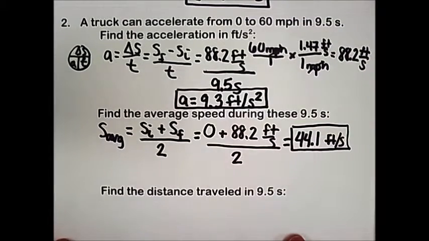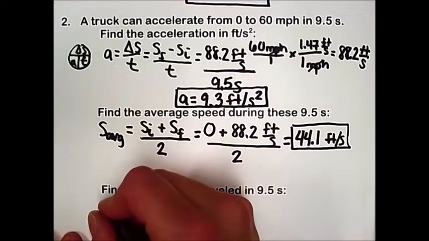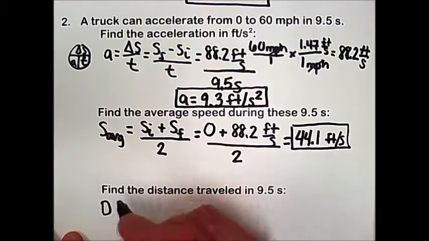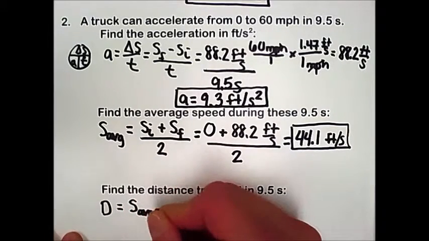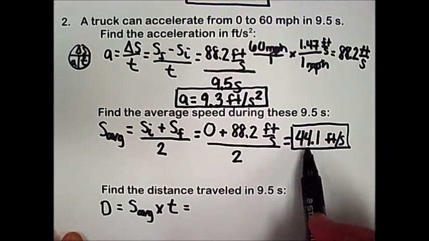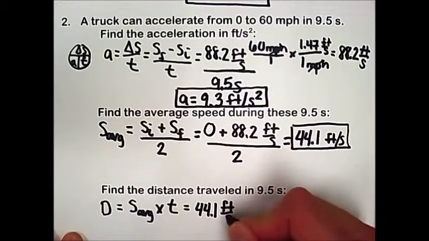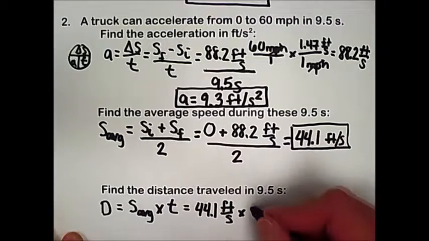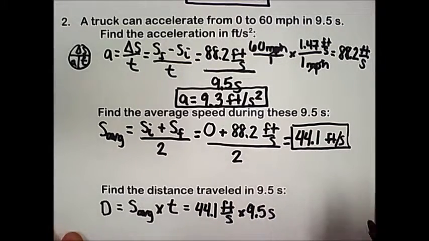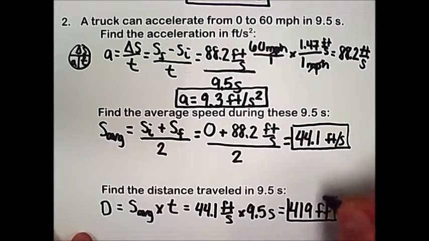The last part of this question wants us to find the distance traveled during these 9.5 seconds. So distance is going to equal our average speed times the time. So our average speed we found in the previous part to be 44.1 feet per second. Time, we're told, is 9.5 seconds. So when we multiply 44.1 feet per second times 9.5 seconds, we get approximately 419 feet.